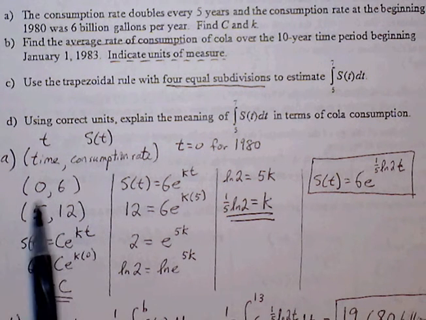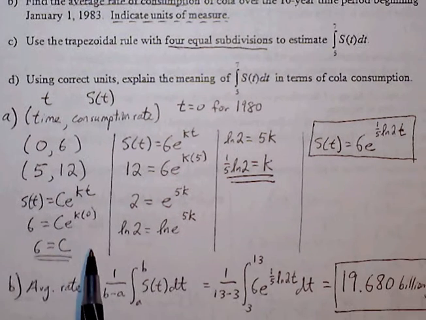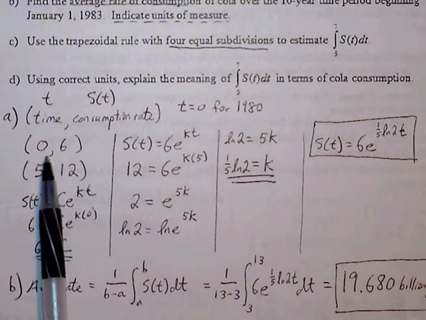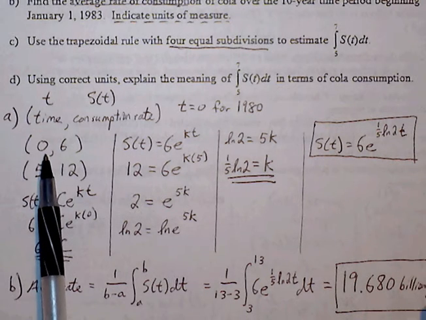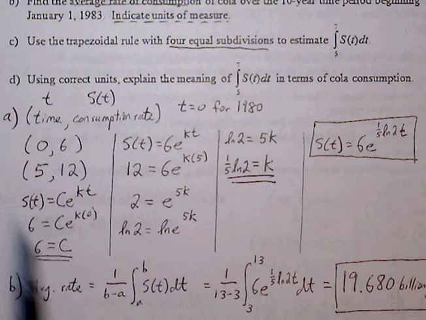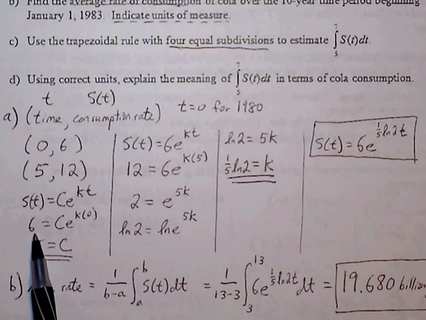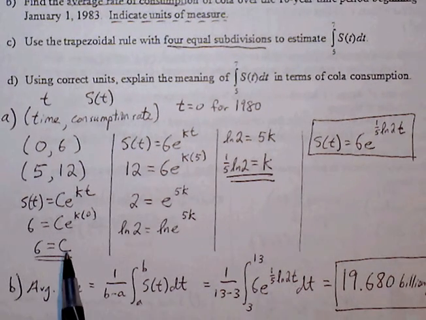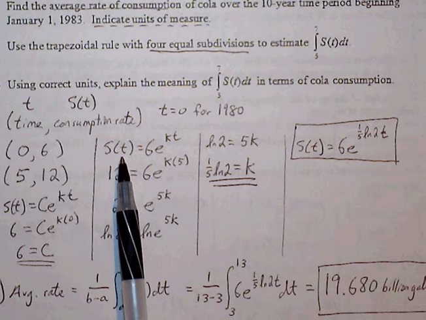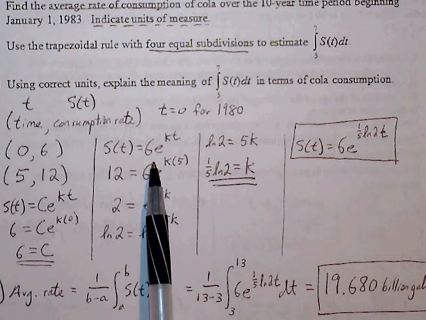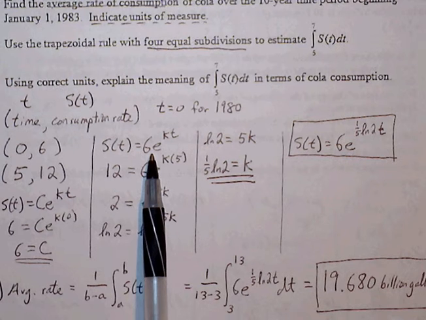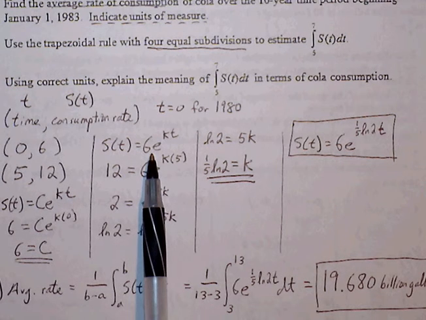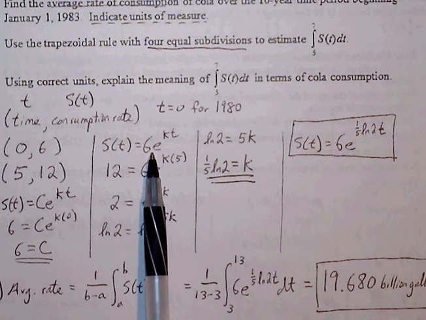We can use this information to solve for C and for K. We like to plug in the ordered pair that has the 0 first, because that will cancel out nicely. So plug 6 in for S of t, plug 0 in for time, and then e to the k times 0 goes to 1, so C is equal to 6. Our next step: we have the C value found, so S of t is equal to 6e to the kt. Next, we can plug in the other ordered pair, (5, 12), to find our k value.